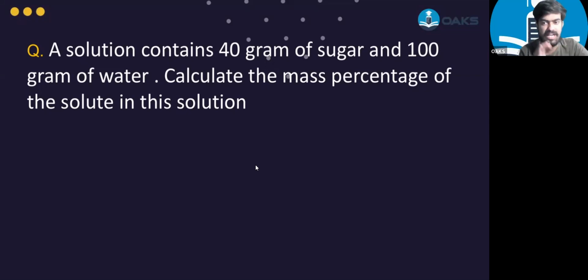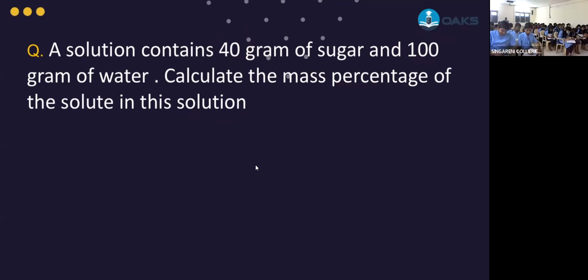Okay, so let's solve this question. I want each and every one to solve this question. The question says a solution contains 40 gram of sugar and 100 gram of water. Now you have to calculate the mass percentage of the solute in this particular solution. I'm giving you 2 minutes to solve this question. Be very quick about this question, everyone. Let's see who is going to get the answer first.